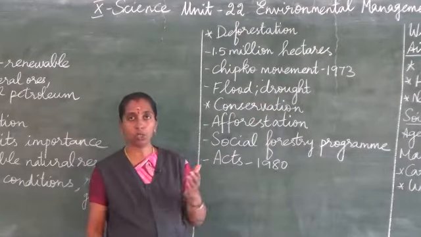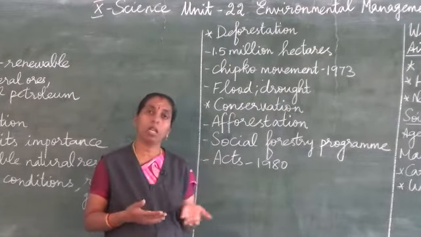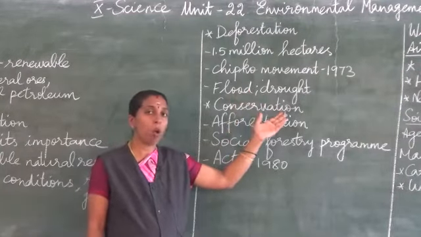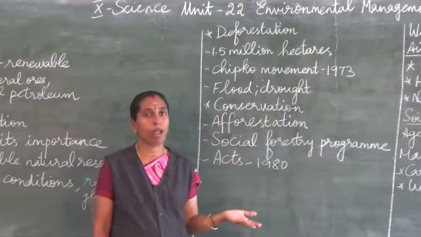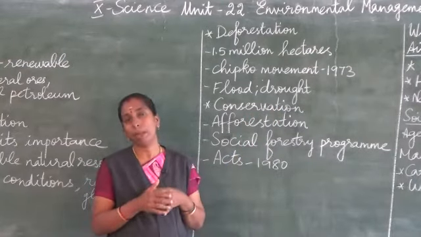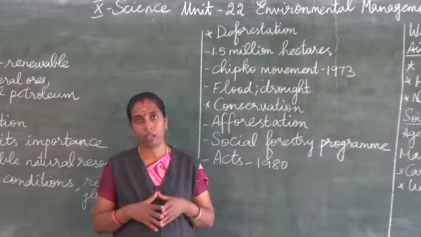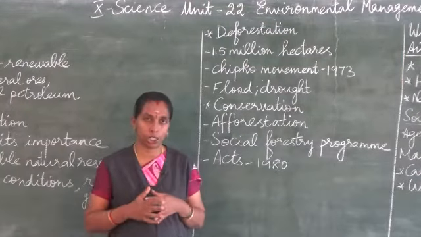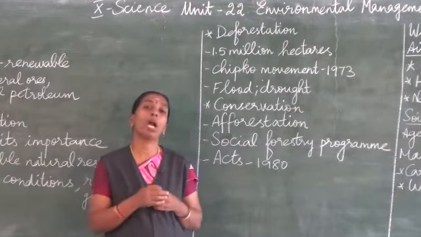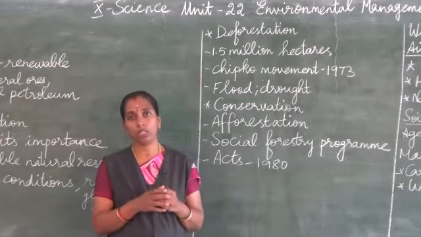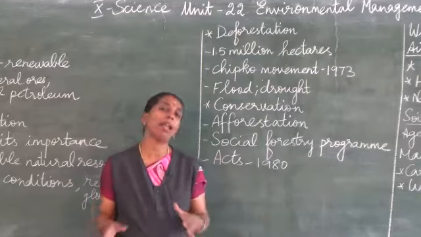Already the temperature is high, but still drought may take place. So it may cause global warming, no proper water supply. All these impacts will take place due to deforestation. So what is afforestation? How shall we overcome this deforestation? When you cut the trees, we have to plant the trees.